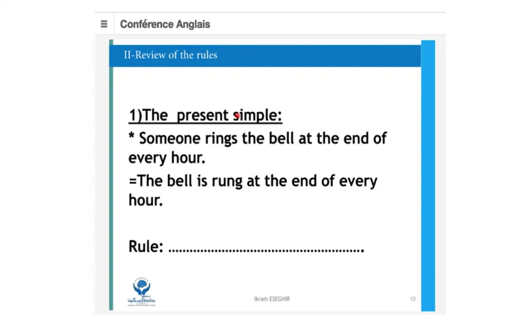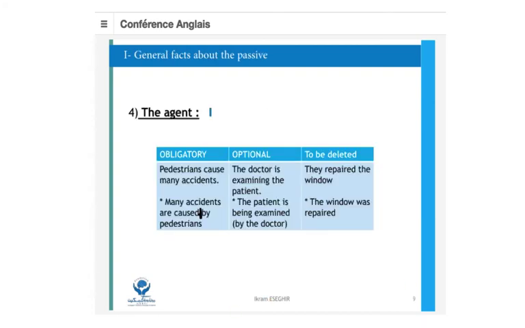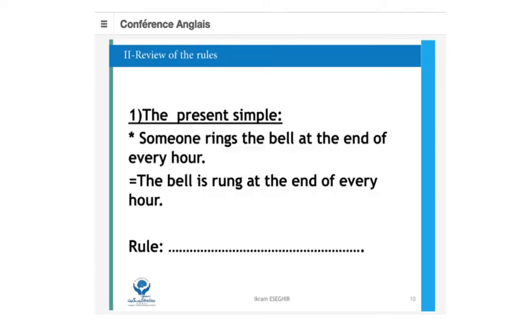Now, we are going to the second part, which is the rules. We have finished the general information or facts about the passive. Now we can move to the rules. Do you have any questions concerning the general facts? Any questions, please? Before we start the rules. Okay, that's good. So we start with the present simple.